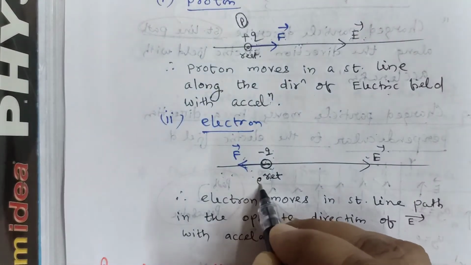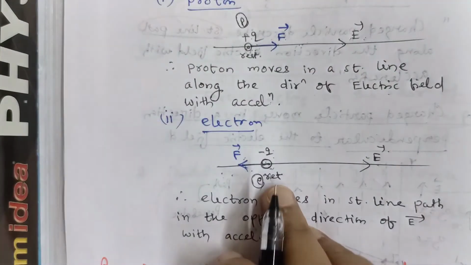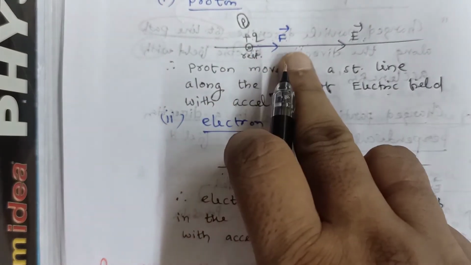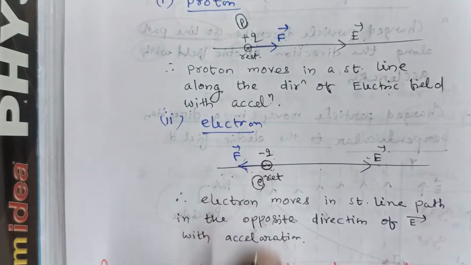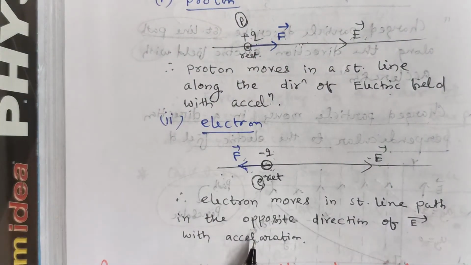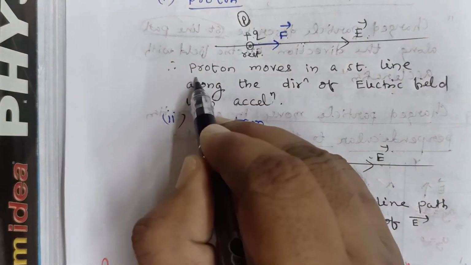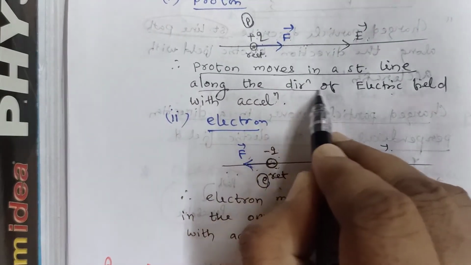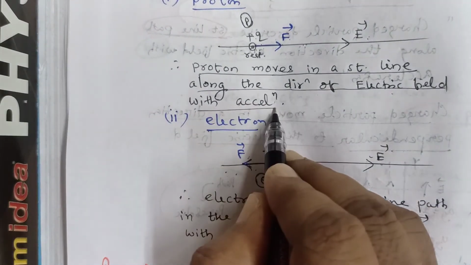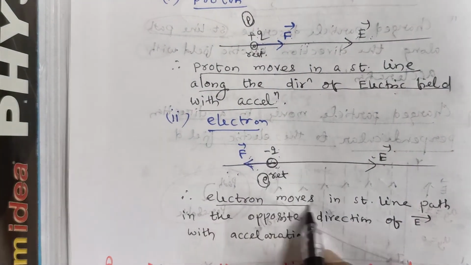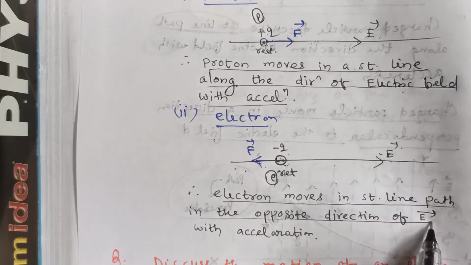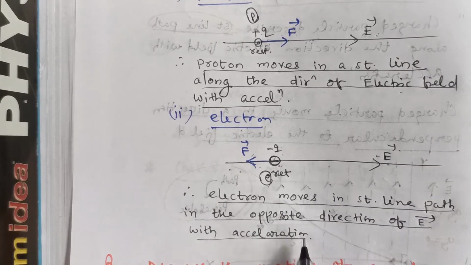In this case the charged particle is accelerated along the direction of the electric field, but here the charged particle is accelerated opposite to the direction of the field. Now you see the answer: the proton moves in a straight line along the direction of the electric field with acceleration. Similarly the electron moves in a straight line path in the opposite direction of the electric field with acceleration.